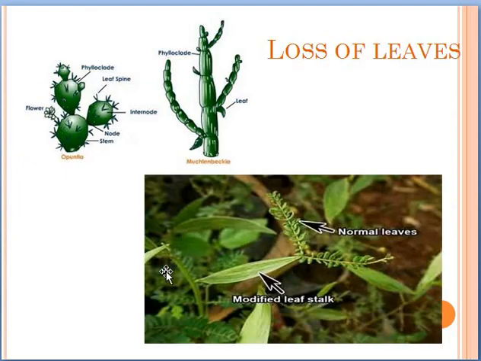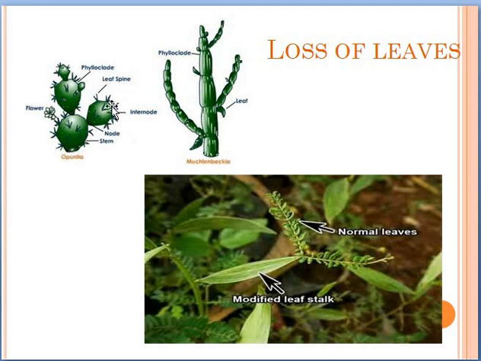And then in some plants, leaves will be completely lost. The leaves will fall off from the plant. This is an opuntia plant, a kind of cactus plant, a xerophytic plant, you know. This is also a kind of xerophytic plant, a kind of cactus we can see around us. So these two plants generally will be shedding off their leaves and they will be doing photosynthesis with the help of the stem.